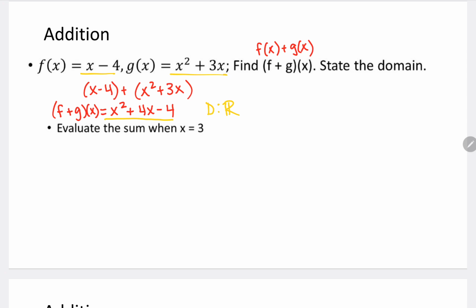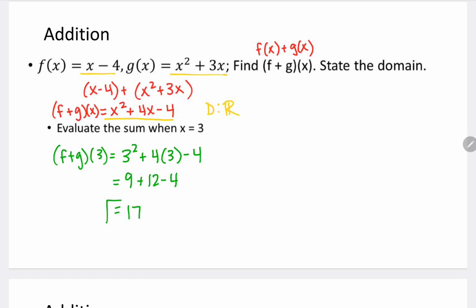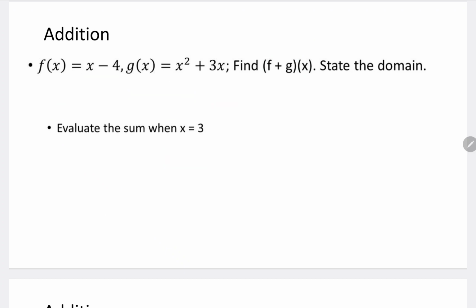Next, we're going to evaluate that sum when x equals 3. So we're going to take what we just found and we're going to plug in a 3 wherever there is an x. So 9 plus 12 minus 4 is 17. So when we evaluate when x equals 3, we get 17 as an answer.